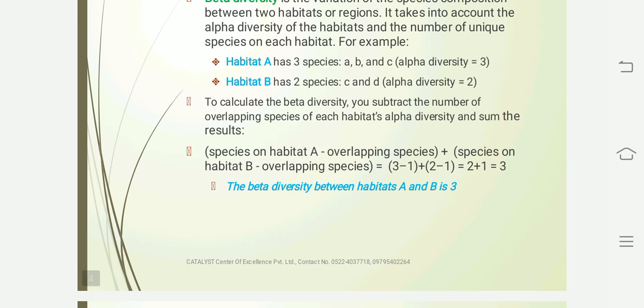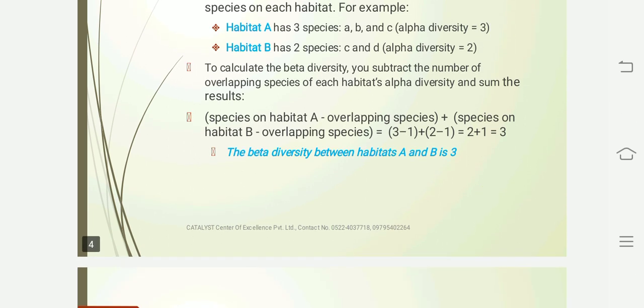You can see that C is present in habitat A and also in B. It is only C, so it is only 1. So 3 minus 1, plus species on habitat B, which is 2, minus the overlapping species, which is C, so minus 1. Your answer will be 2 plus 1, which is equal to 3. So your beta diversity between habitat A and B is 3.